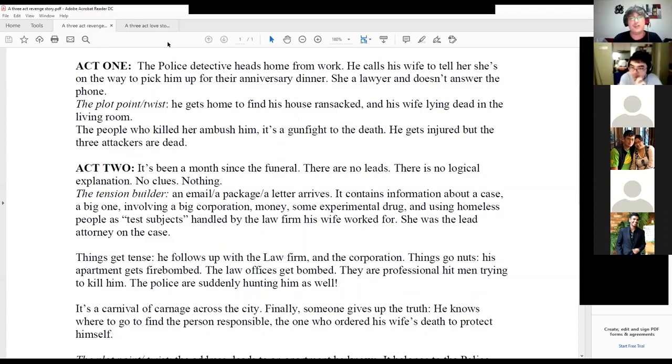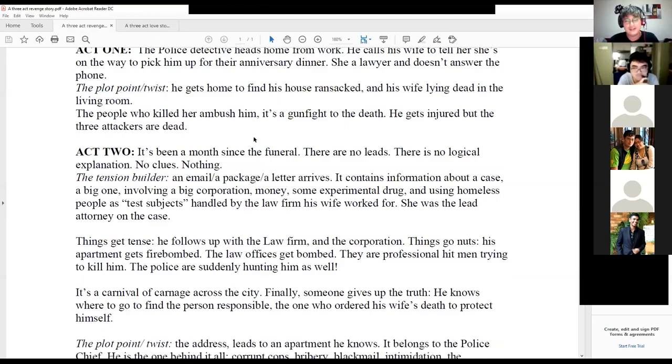And your first major plot twist in that setup is he gets home, his house has been totaled, his wife is lying dead in the living room or something. He gets attacked by the very people that ambushed her. It's a gunfight to the death. You've already established that he's a cop. You've already established that there's some big bad evil guy somewhere that has literally just killed his wife, blown his house apart, and literally just ripped this guy's life to shreds. That is your introduction. That is your setup.